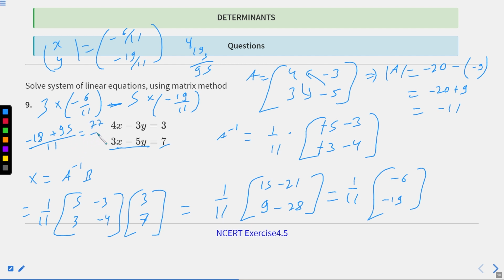It will be 77 by 11. As you can see, what? The 18 plus 77 will give you 95. Yes, so this means 7. You are getting 7. So your correct answer will be x is equal to minus 6 by 11 and y is equal to minus 19 by 11. Okay, simple.